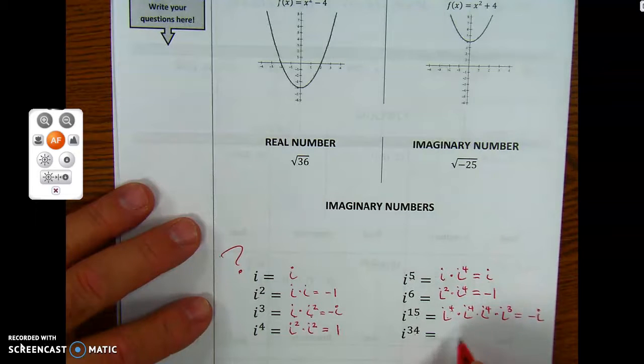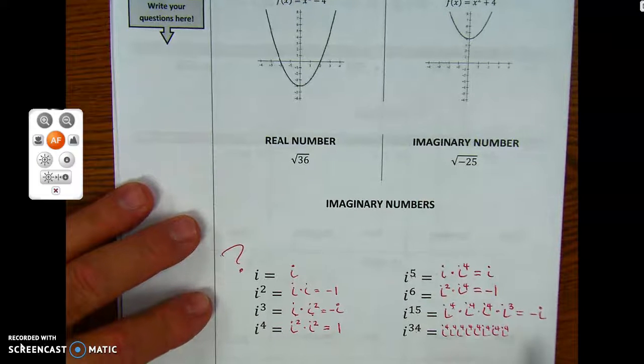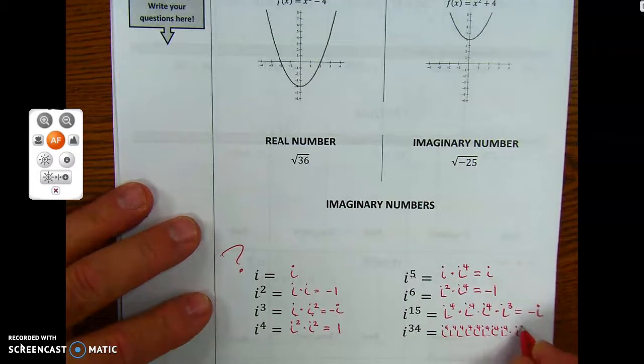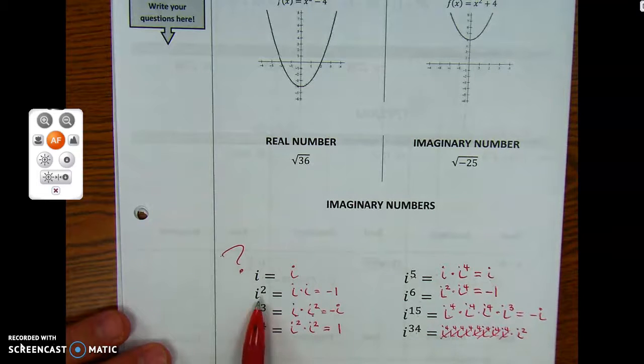So basically, if you did i to the fourth 8 times, which I'm not going to ever do again after today, 1, 2, 3, 4, 5, 6, 7, that's i to the 32nd right there. So now I need 2 more i's, so i squared. All of this equals 1, so just cancel all those out because that equals 1. So i to the 34th is the same as i squared, which is equal to negative 1.